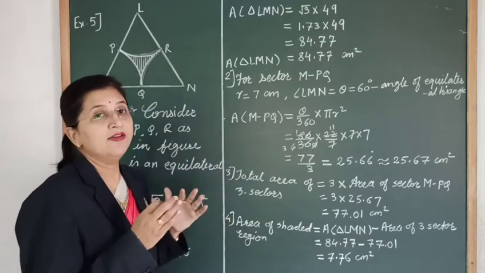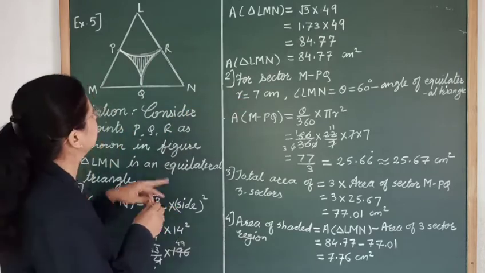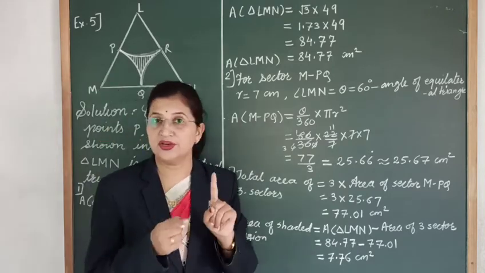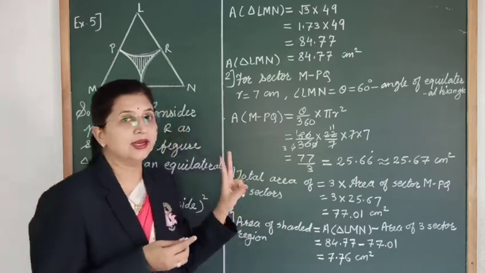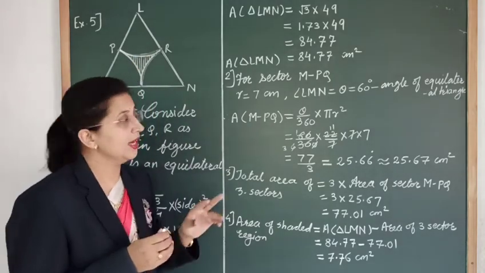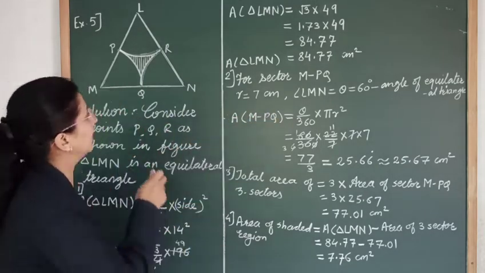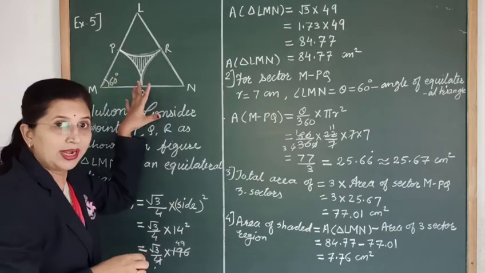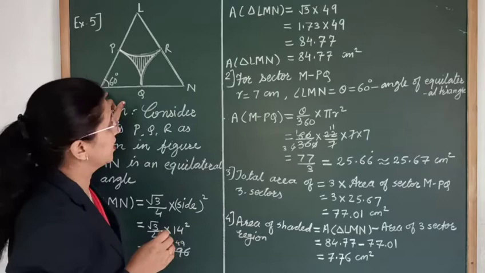Now the second one: find the area of any one of these sectors. Let's find the area of sector M-PQ. To get the area of a sector, we should know the radius of the sector as well as theta, that is the central angle. Here these are the sectors considering the vertices of the triangle as the center. Taking M as the center, we get the angle LMN. This angle is 60 degree because this is an equilateral triangle and each angle of an equilateral triangle is 60 degree.